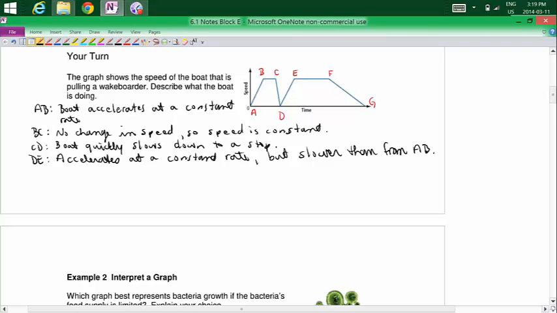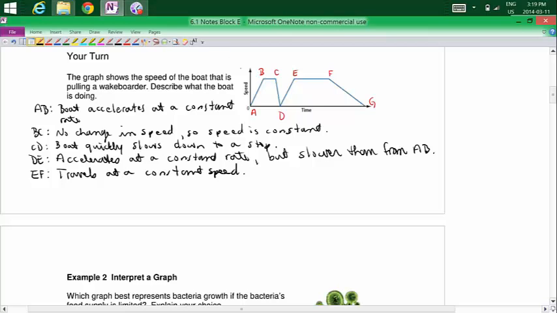Okay, and then the next part of our graph is from E to F, and notice once again we have a constant speed. There's no change in speed. Okay, so from E to F the boat travels at a constant speed.